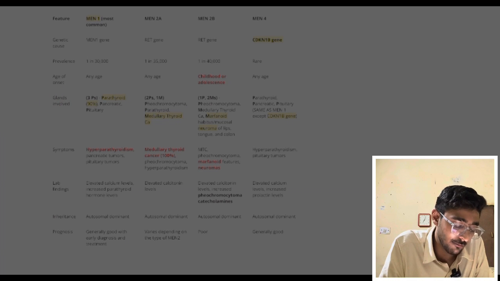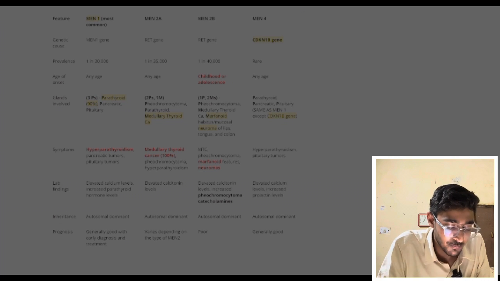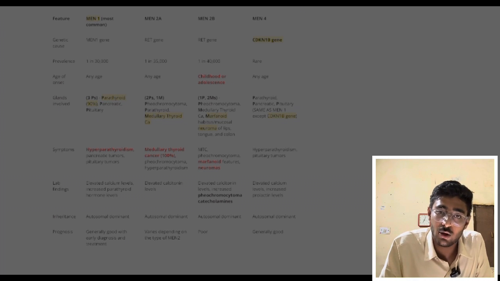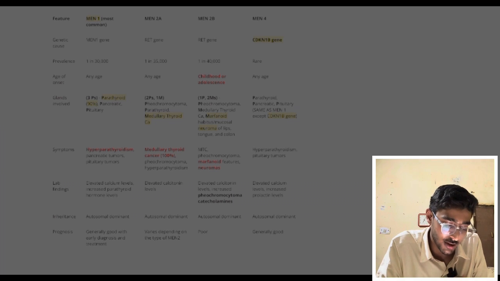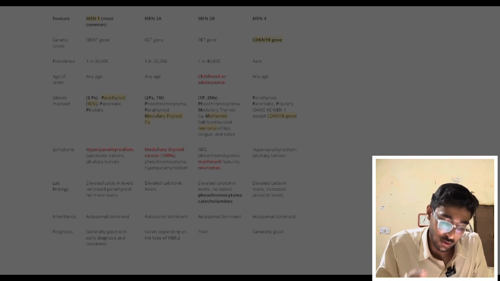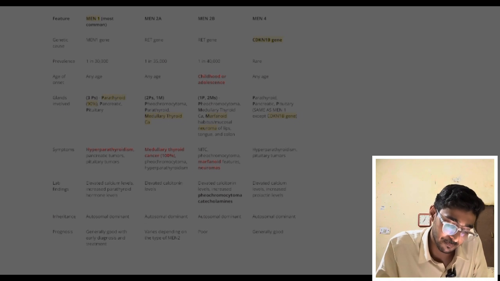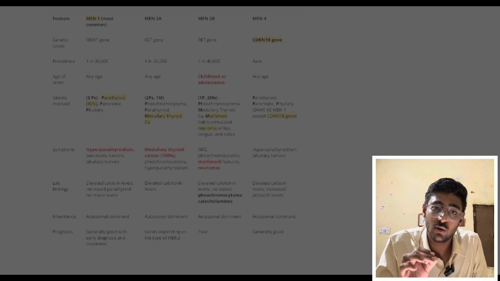As we have gone through the glands involved several times, let's go through them once again. The glands involved are parathyroid, pancreas, and pituitary in MEN 1, and pheochromocytoma, parathyroid, and medullary thyroid in MEN 2A syndrome. MEN 2B involves pheochromocytoma, medullary thyroid carcinoma, Marfanoid habitus, mucosal neuromas of lips and tongue, and megacolon. And MEN 4 involves parathyroid, pancreas, pituitary, and also the genitourinary tumors.